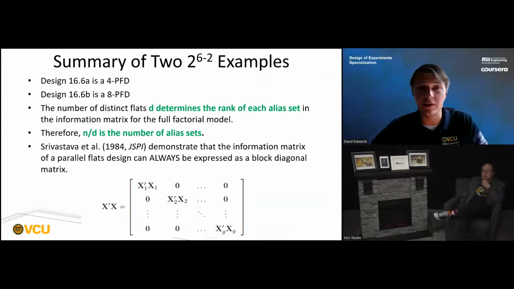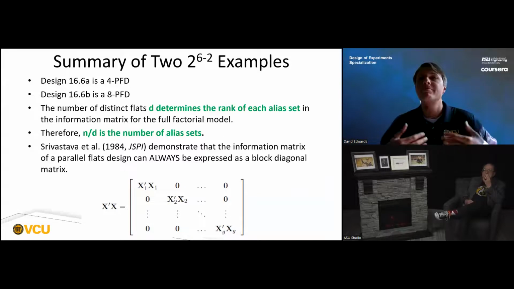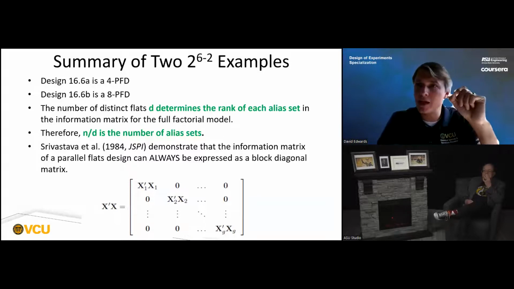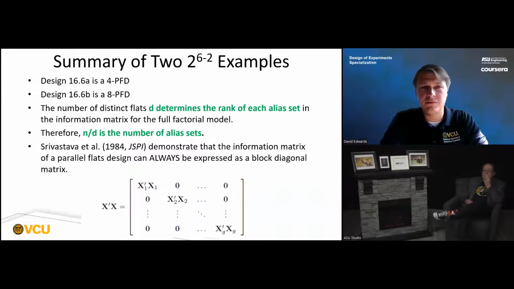Now, what is actually cool about this is that anytime you can combine fractions from the same family to form another design, you're guaranteed to have a block diagonal information matrix. That's just guaranteed. I found that out from the literature, actually kind of old literature, 1984 in the Journal of Statistical Planning and Inference. They demonstrated that anytime you can do this, you will always be able to get that block diagonal matrix. Why that's helpful is because you can see all those zeros in there. That means that we've got orthogonal separation of effects.